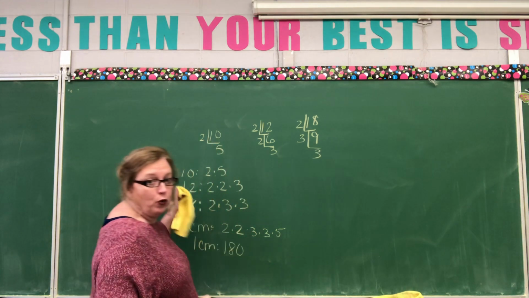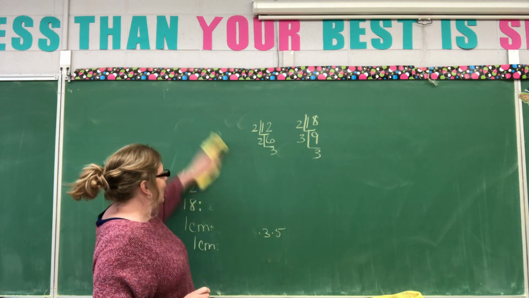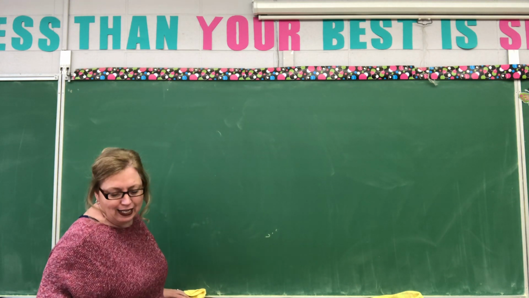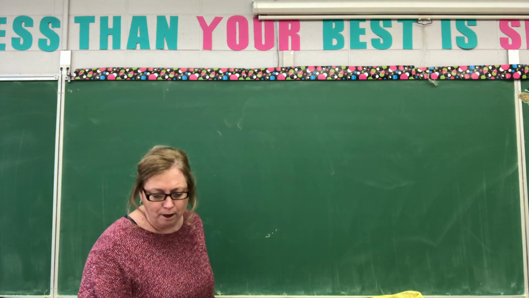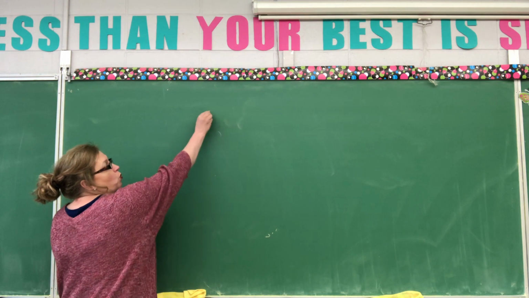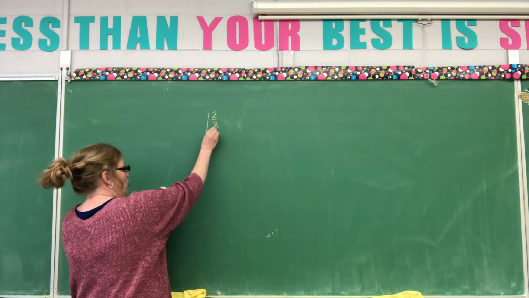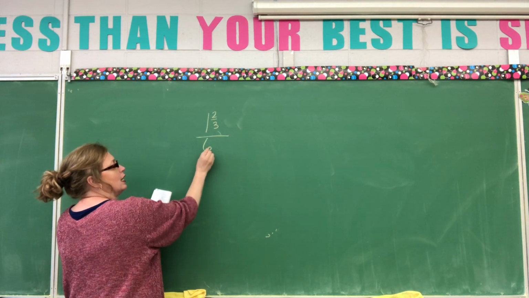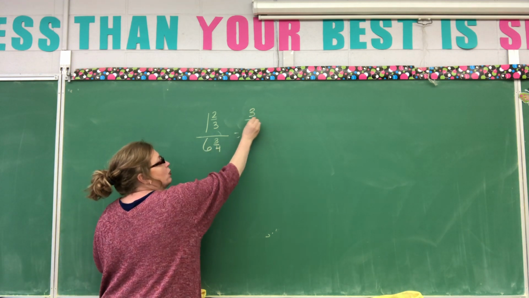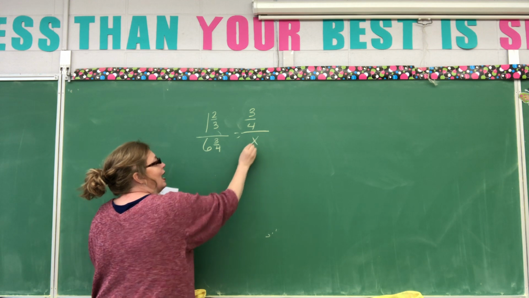I haven't done one of these with you in a little while, so I would like to do one today to make sure everybody's understanding these. Okay, let me grab my paper here. Number 17 is the one we're going to look at. We have 1 2/3 over 6 3/4. That equals 3/4 over x.